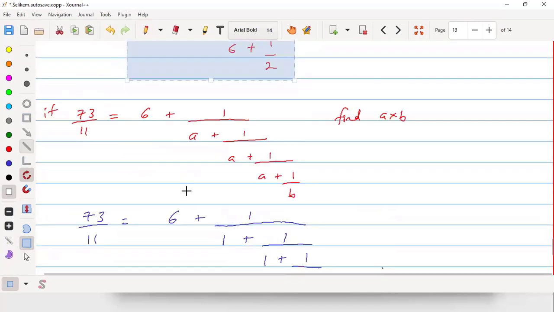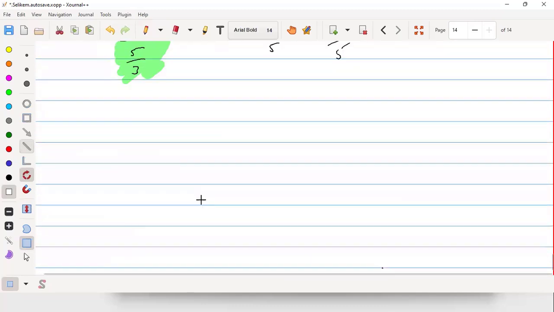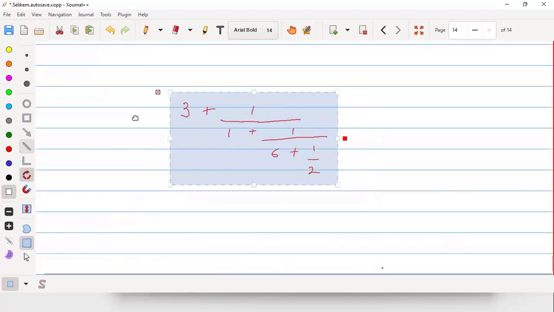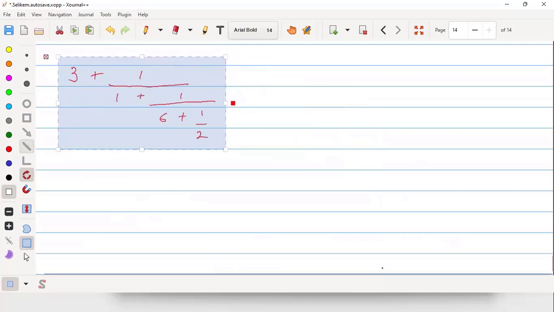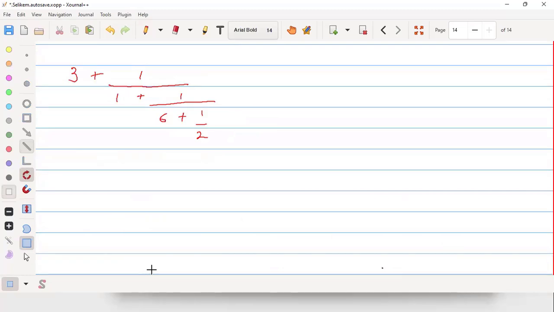So we are going to rewrite this one. I already know the answer. We're going to rewrite this one as a simple fraction. Because we're working with these ones, these 3.